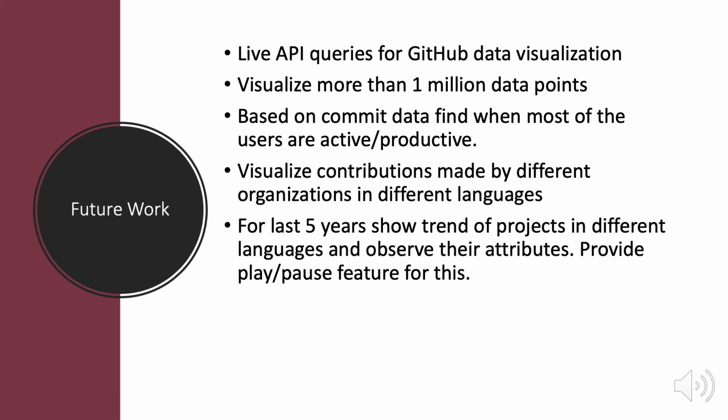For future work, if possible, live API queries to GitHub will be very useful. Find a way to visualize more than 1 million data points. Based on commit data, find when users are active and different organizations' contributions to the open source community. And if we get 5 years of data, we can show the trend of projects evolving from zero to larger size or going from active to inactive, and we can even provide a play and pause feature for that.